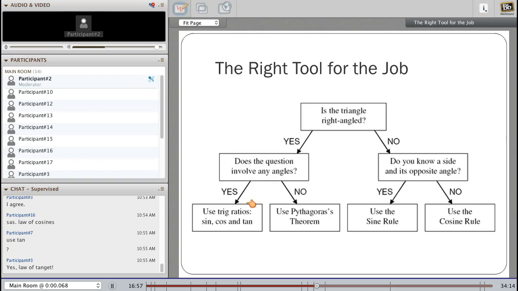Okay, I know it's a little confusing because we are calling this the law of sines and the law of cosines, and we're using sine and cosine in the equation, but it's a different setup. It's different than the trig ratios. So be careful there. Only use SOHCAHTOA if it's a right triangle. So it's not a right triangle, and we do not know a side and its opposite angle, so we're going to use the law of cosines. Does that make sense to everybody, how to use the flowchart to figure out what tool to use?